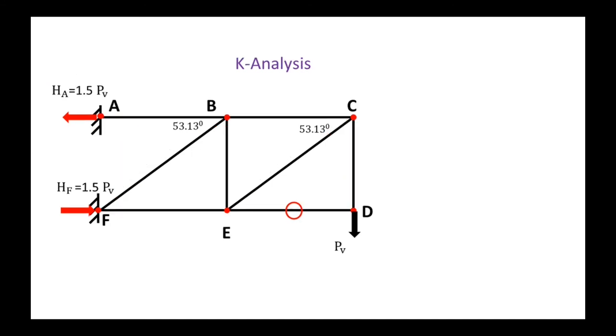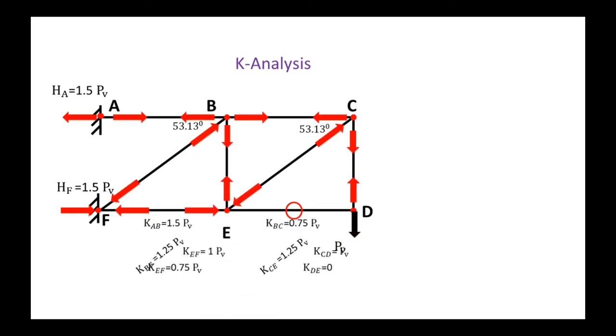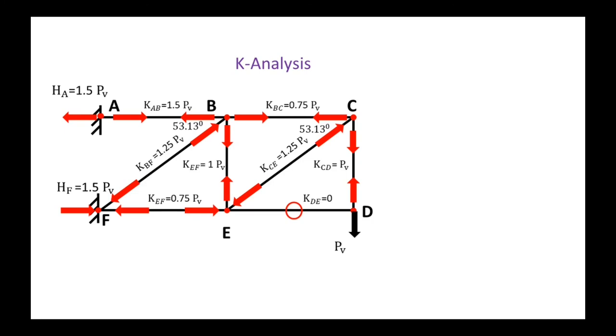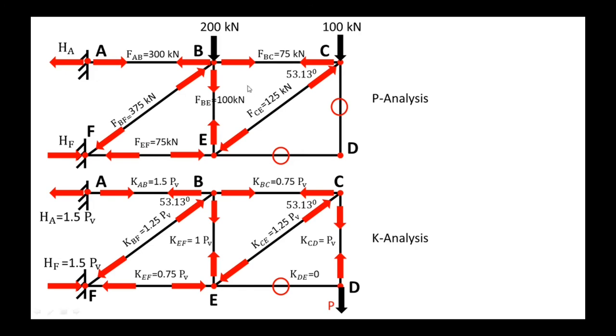Now we are applying all the forces. These are all the values. So this is the K analysis. This is the total figure, that is the P analysis, and this is the K analysis. The forces developed due to the external force are called the P analysis, and the forces developed due to this fictitious force PV are called the K analysis.